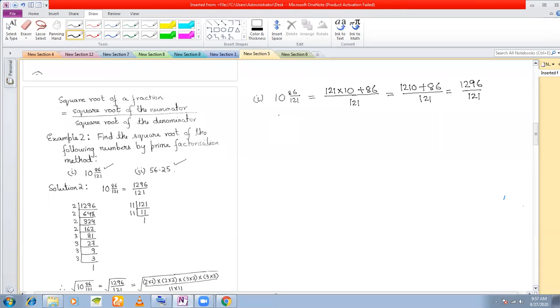So we have converted this to an improper fraction. Now what we do is we prime factorize 1296. 162, again divisible by 2, 81. Then this is divisible by 3. Always whenever you are prime factorizing, please use the lowest factors.